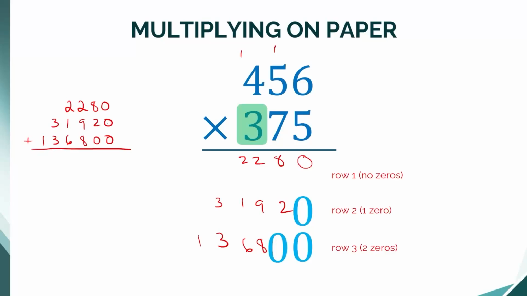So what is 0 plus 0 plus 0? That's going to be 0. What is 8 plus 2 plus 0? That's 10. Put the 0 there and the 1 up here. What is 1 plus 2 plus 9 plus 8? That is going to be 20. So we put the 0 there and the 2 right here.